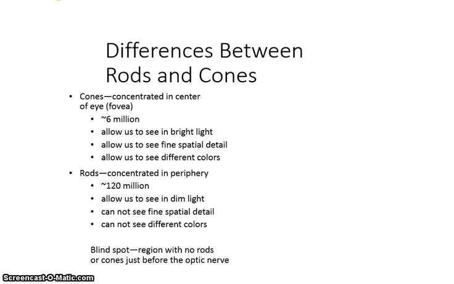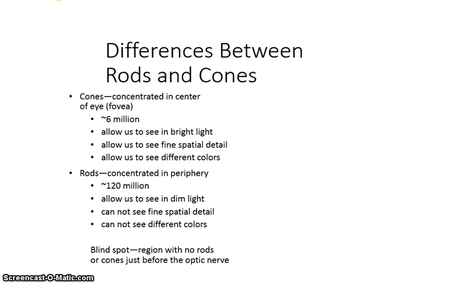But let's tease out the difference between cones and rods. So the cones are the sensory receptors for color and for fine detail. The cones allow us to see in bright light, and importantly, the cones are concentrated in the center of the eye, and this area is called the fovea.